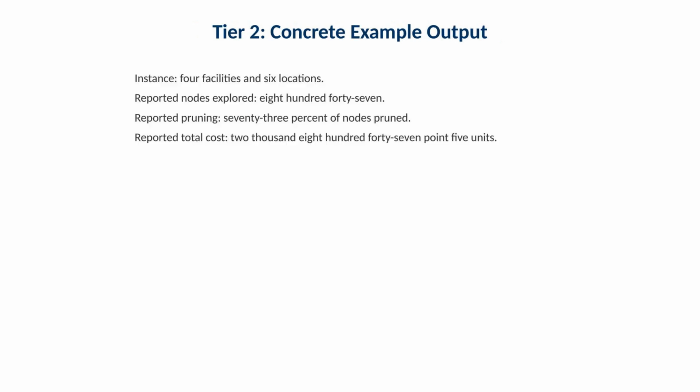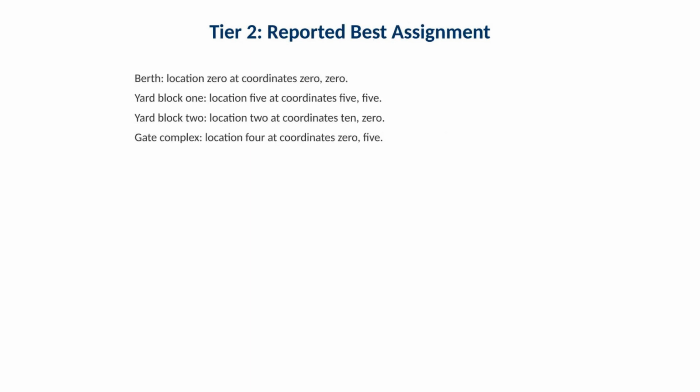In the reported example with 4 facilities and 6 locations, the algorithm explores 847 nodes. It prunes 73% of search nodes through bounding, and it reports a best total cost of 2,847.5 units. The reported assignment places the berth at location 0 with coordinates 0, 0, which is the waterside position.